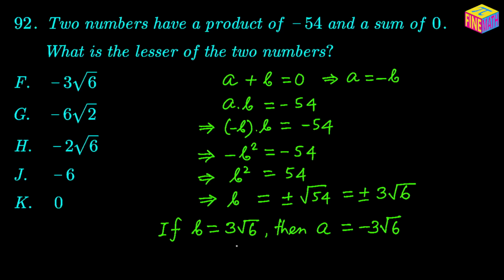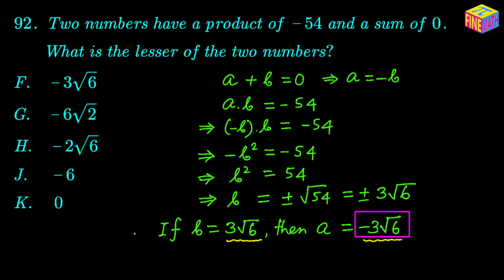So here are our two numbers, which is positive 3 times square root of 6 and negative 3 times square root of 6. Now which one is the smaller one? Well, obviously the negative number will be the smaller one than the positive one. So negative is the smaller one, right? So our answer is negative 3 times square root of 6.